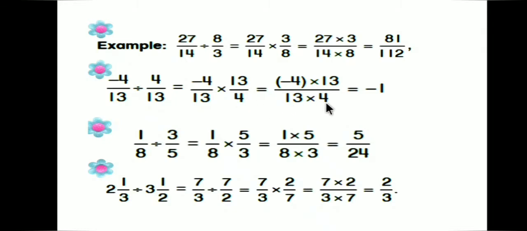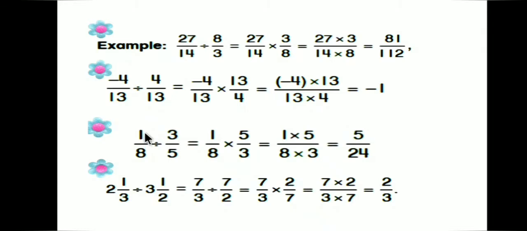Now we can see that there is a common factor 13 in the numerator as well as in the denominator. We will divide both the numerator and denominator by the common factor 13, or we will cancel 13 and 13. Also we have a common factor 4 in the numerator and denominator. We will cancel 4 also. 4 ones are 4, 4 minus 1s are minus 4, 13 ones are 13, 13 ones are 13. So the product obtained is minus 1. Let us see one more example.